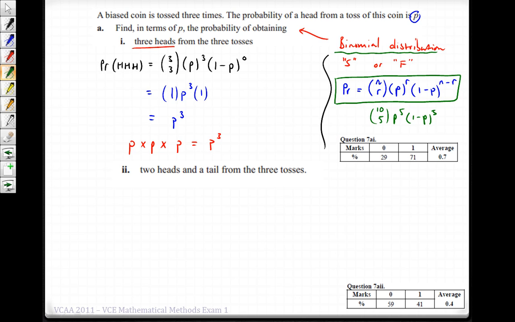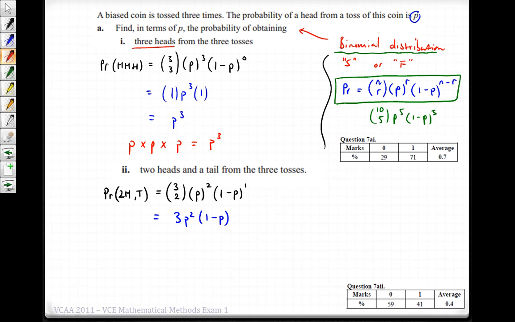So now we want 2 heads and a tail from 3 tosses, and this is where this law is going to come in very handy, because we want the probability of 2 heads and a tail in no particular order whatsoever. So you can just go ahead and say, right, we want to choose from 3, we're choosing 2 heads, and then the other one must be a tail. So the probability of a head is P, to the power 2, and then 1 minus P to the power 1. So when you clear it up, that's going to give you 3P squared, 1 minus P.